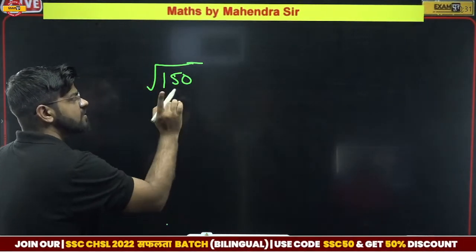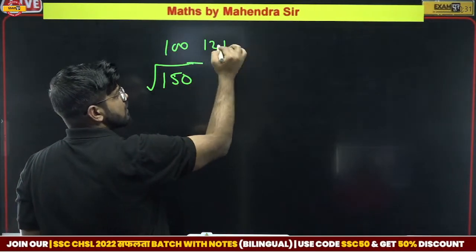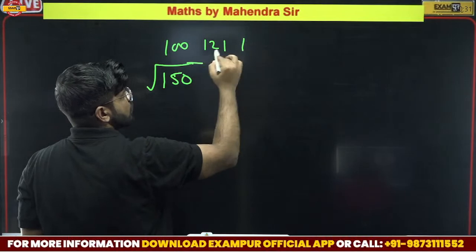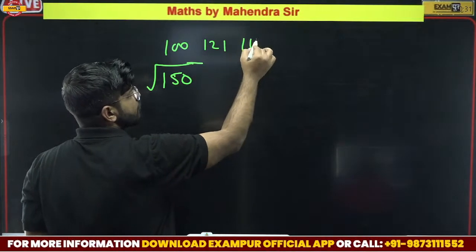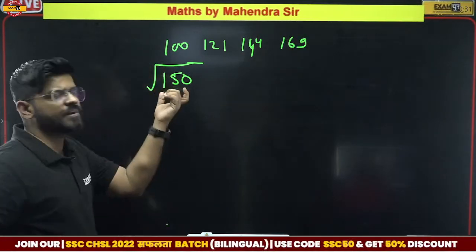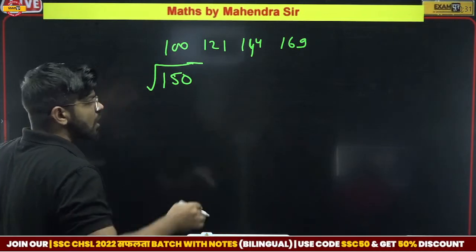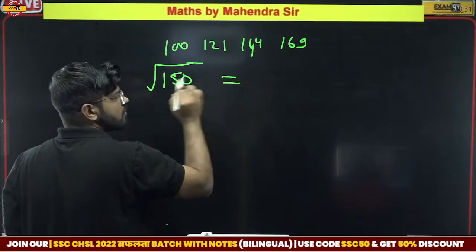So you know that the perfect squares are 100, 121, then what will come? 144. So this number is near 144 and 169, so this is not a perfect square. This is for sure. So how do we have to calculate the square root of this number?